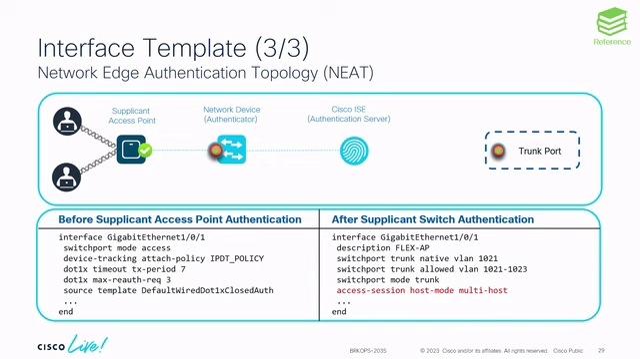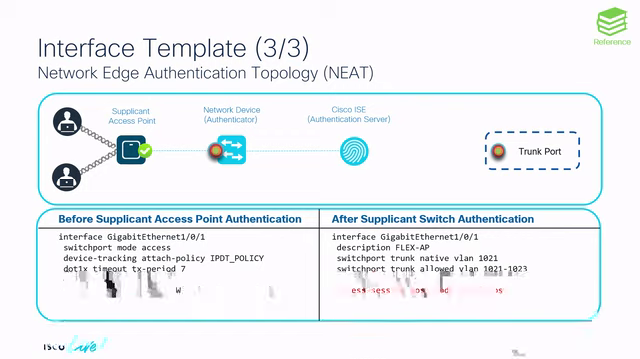Yes? On the access point, by default, is the supplicant active already, or do I have to activate it somehow via configuration? Okay. The question was whether the supplicant on the access point is already active or not. The point is, it's not active, but I will share how you can activate that from DNA Center in an easy way.